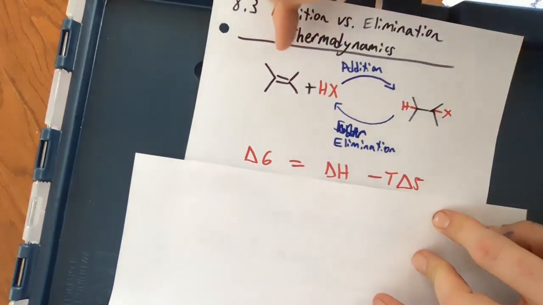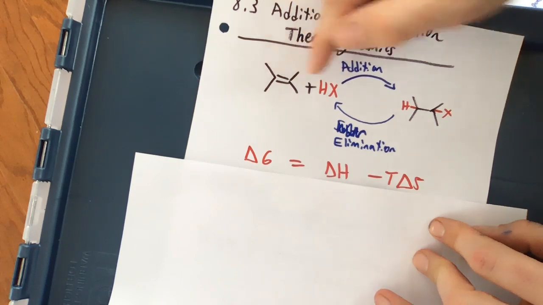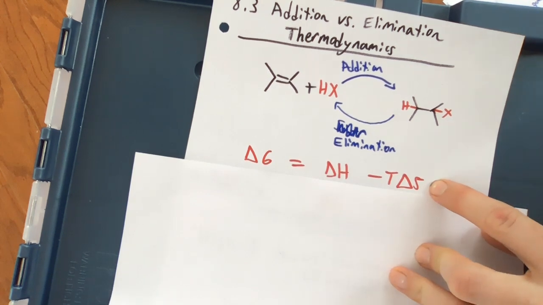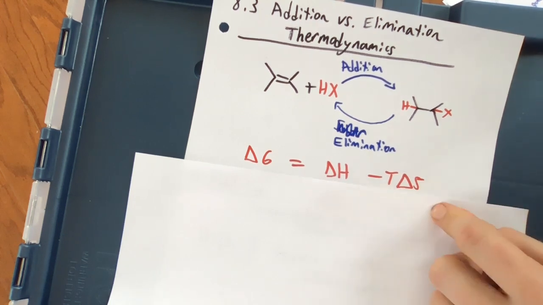So let's think about this reaction. So we have two molecules, a double bond alkene and HX, and they go to one molecule. That is not good for our entropy term, right? Because we are taking two molecules into one. That means there's less disorder. That means entropy goes down. So it's negative. So that means this could be a positive value.